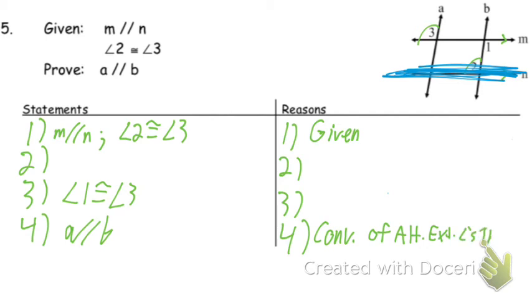Now, we're not done with this proof, are we, though? We're just kind of working backwards. We're saying, hey, big picture, this is what we need. So is it okay to work this proof kind of out of order? Yes, it totally is. Because if we get step 3 to be angle 1 is congruent to angle 3, we can finish off step 4 like that.